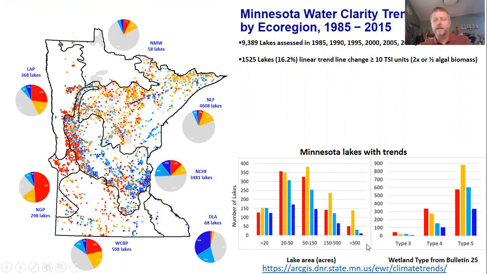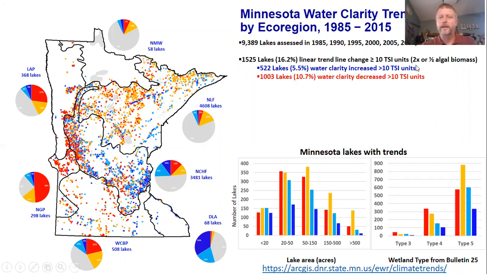If we look at trends, we have found that 16.2% of the lakes had linear trends of changes of greater than 10 TSI units, trophic state index units. And this is equivalent to a doubling or halving of algal biomass, or a doubling or halving of a Secchi disk measurement. 5.5% of those were increasing water clarity, and 10.7% were decreasing water clarity, greater than 10 TSI units. So it's kind of going in the wrong direction for those.